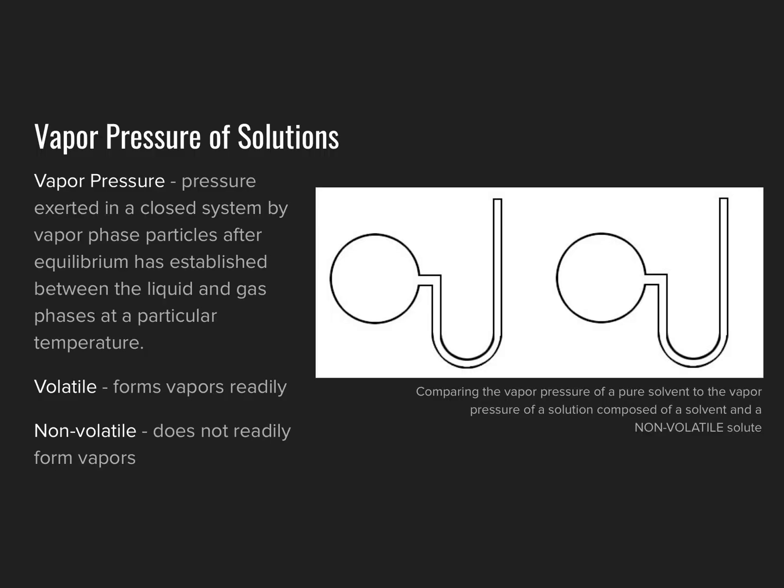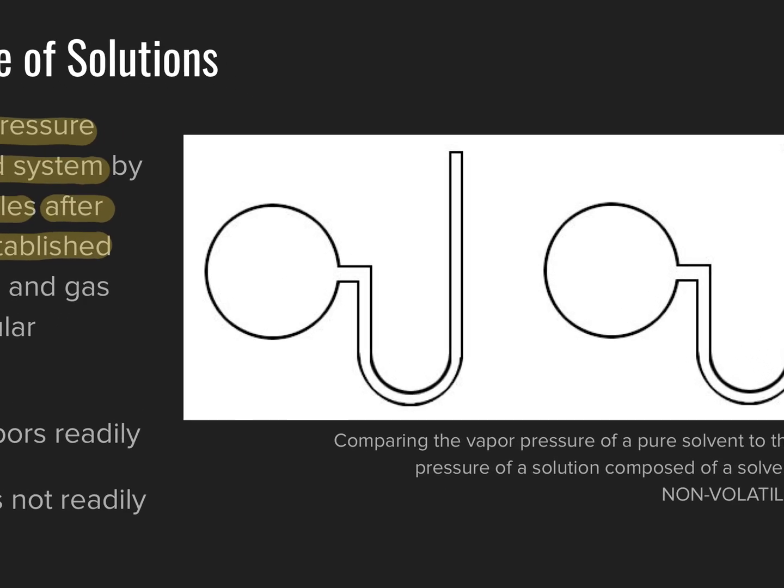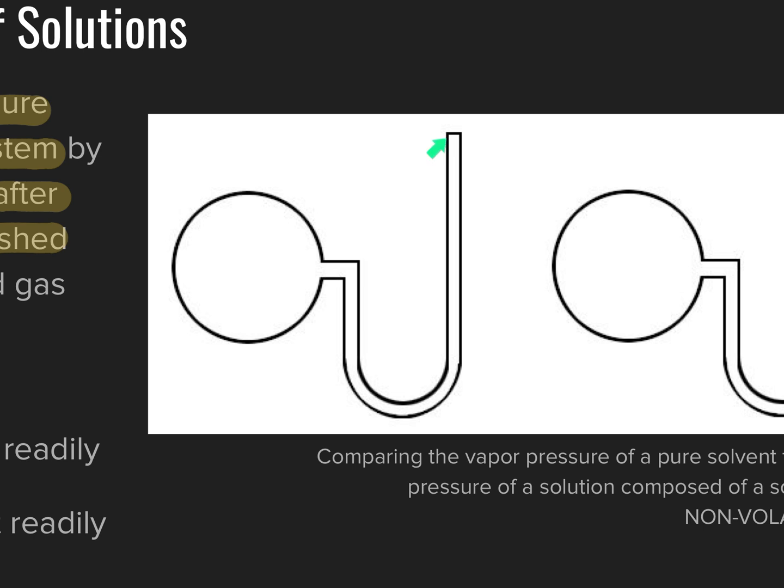All right, so over the course of this lecture, we're going to be describing the vapor pressure of various different solutions. First off, we'll begin with a definition. We define vapor pressure as being the pressure exerted within a closed system by the vapor phase particles after equilibrium has been established between the liquid and gas phases at a particular temperature. And to understand how this works, let's have a look at the manometers that we've got diagrammed on our page here. Imagine we take a look at this manometer on the left-hand side and notice, first of all, that this is a closed-ended manometer.